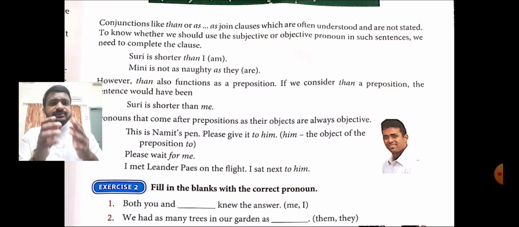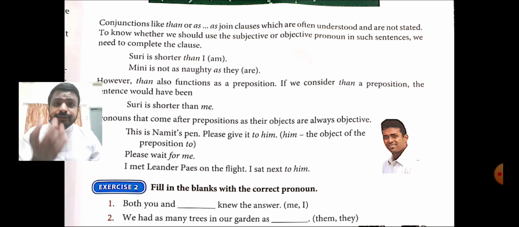You know, the conjunctions like than or as. For example, Suri is shorter than I. Mini is not as naughty as they. When the conjunction comes, we need to use the pronoun according to how they have been used. For example, here than is being used as a conjunction and than I has come.